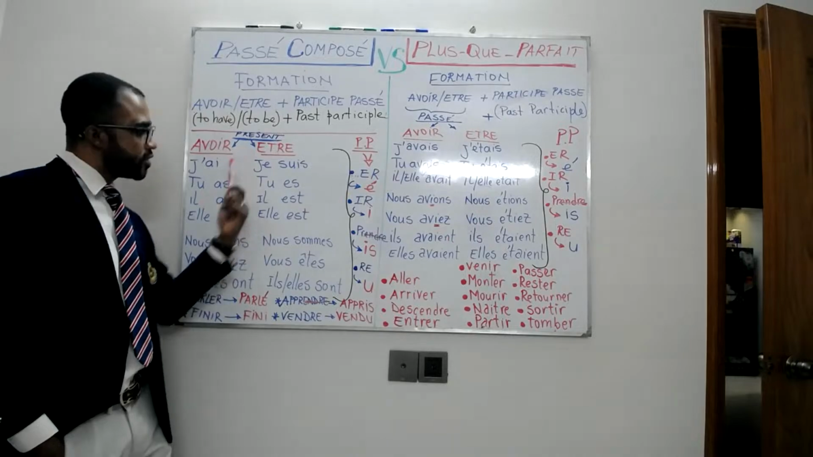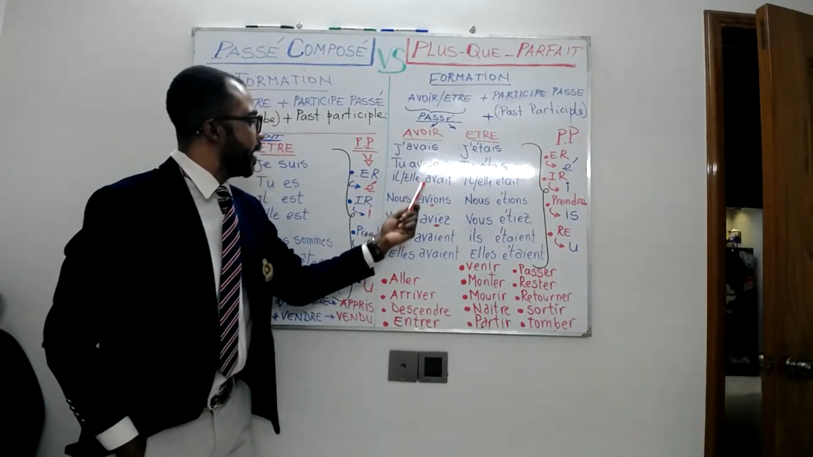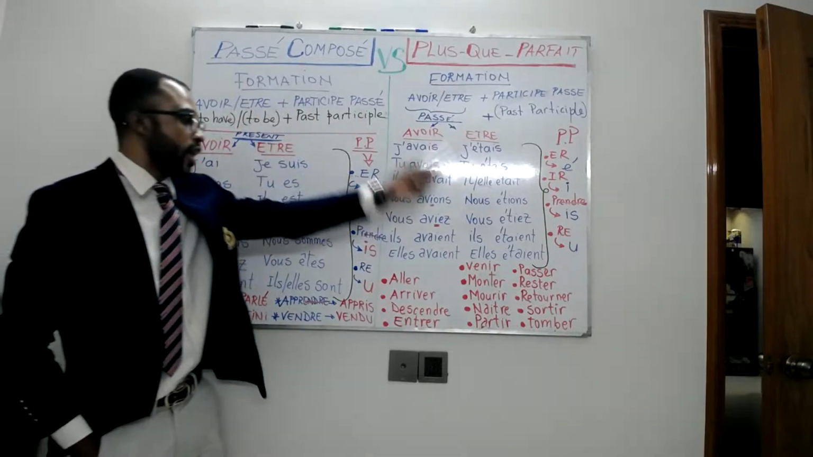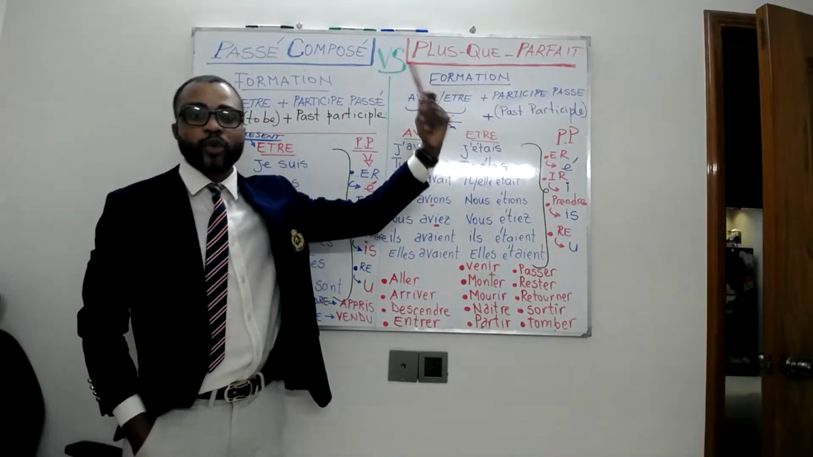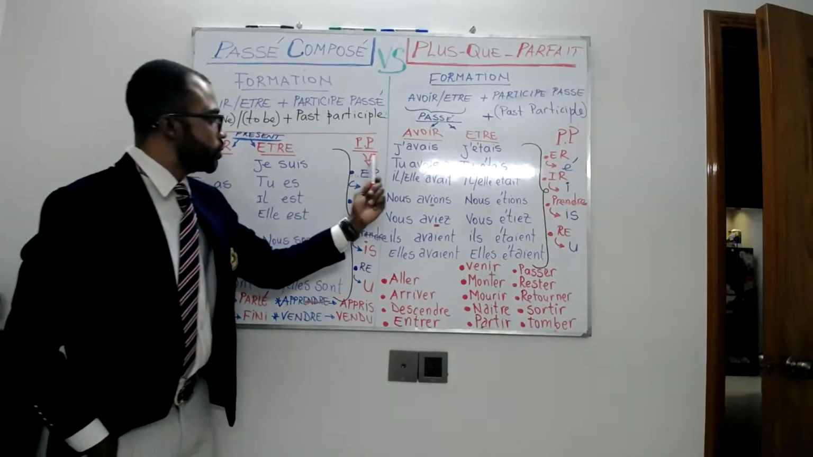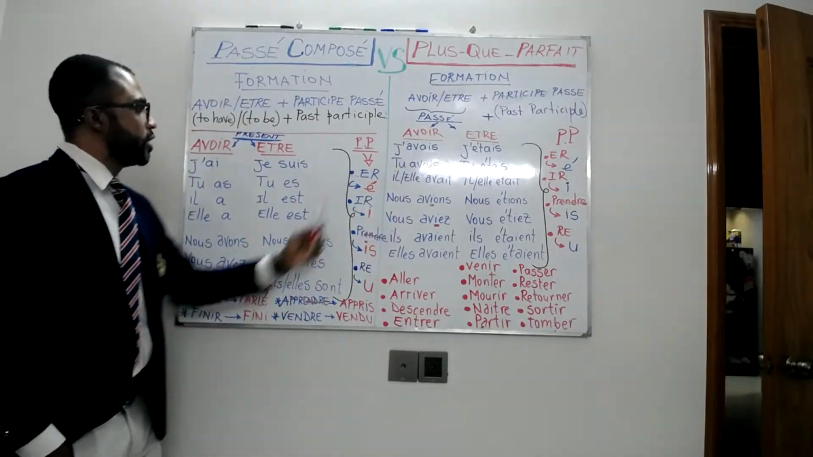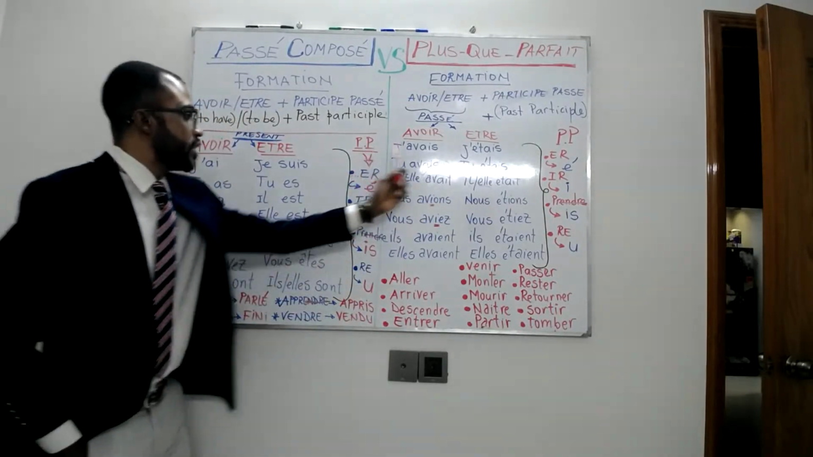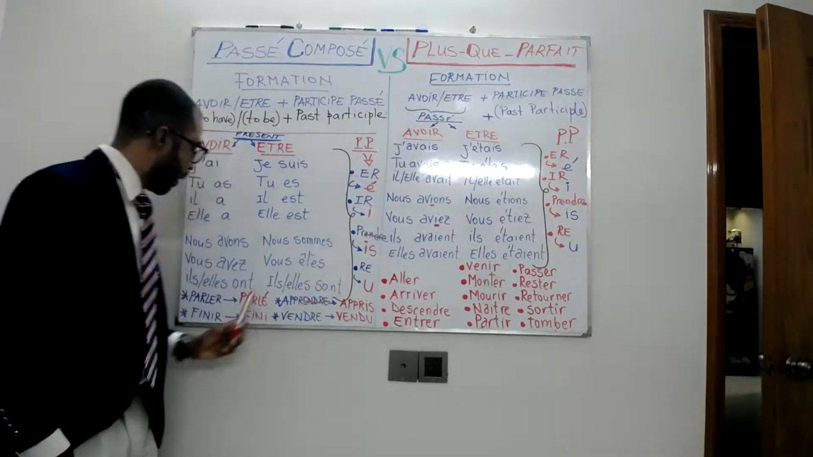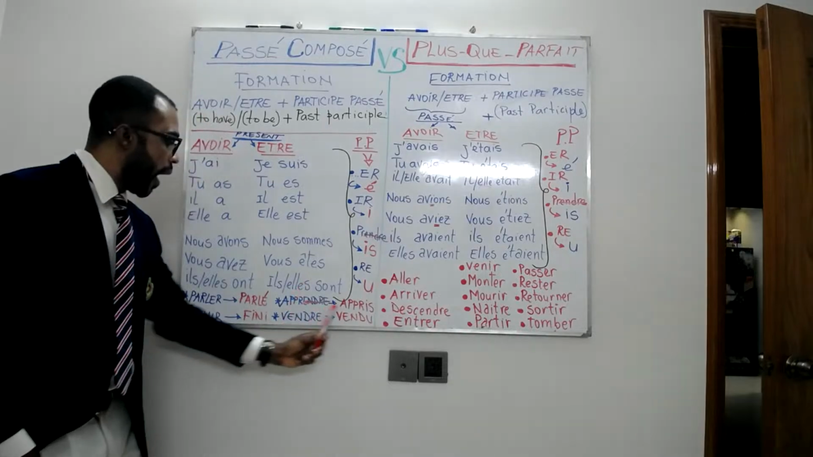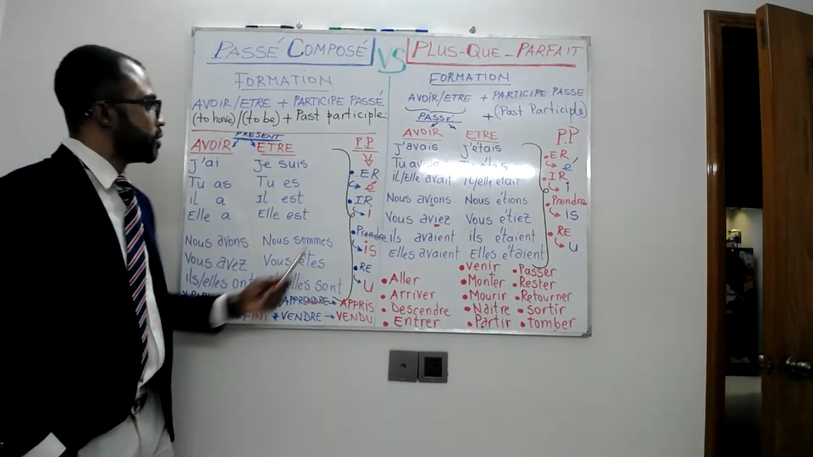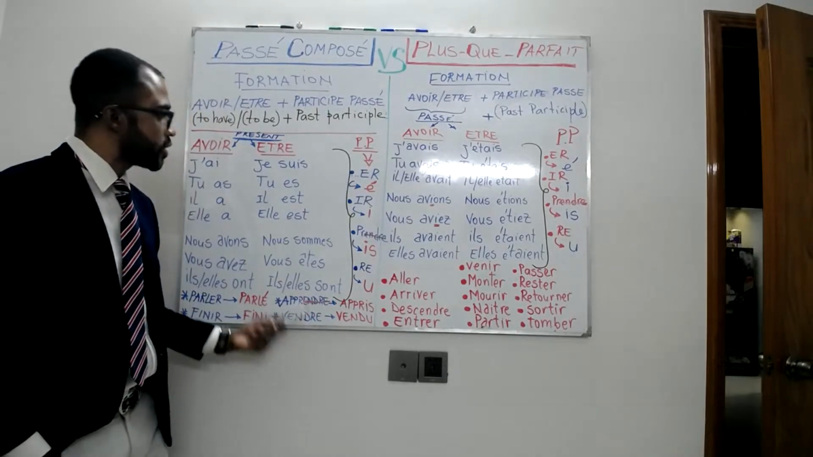Il, elle changes into il, elle avait. So that's the past tense of avoir that we use in the plus-que-parfait, followed by the past participle. For example, we say j'avais fini, j'avais appris, j'avais vendu. Tu avais parlé, tu avais fini, tu avais appris, tu avais vendu. Next, j'avais appris, j'avais, tu avais.